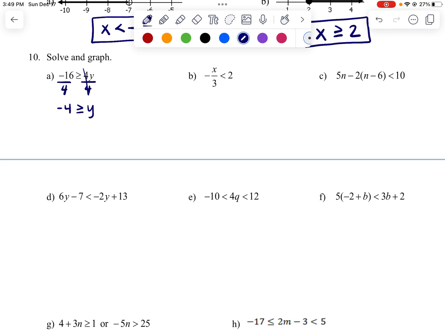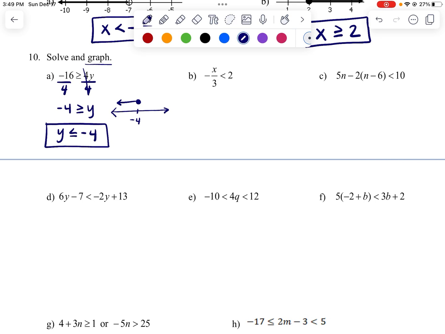And standard form really would probably have you flip these around. So we would say y is less than or equal to -4. And then you can practice graphing. I feel like we've done this quite a bit, so I'm going to do a pretty poor job. But just to give you an idea, it's a closed circle, and it's less than, so it's to the left.